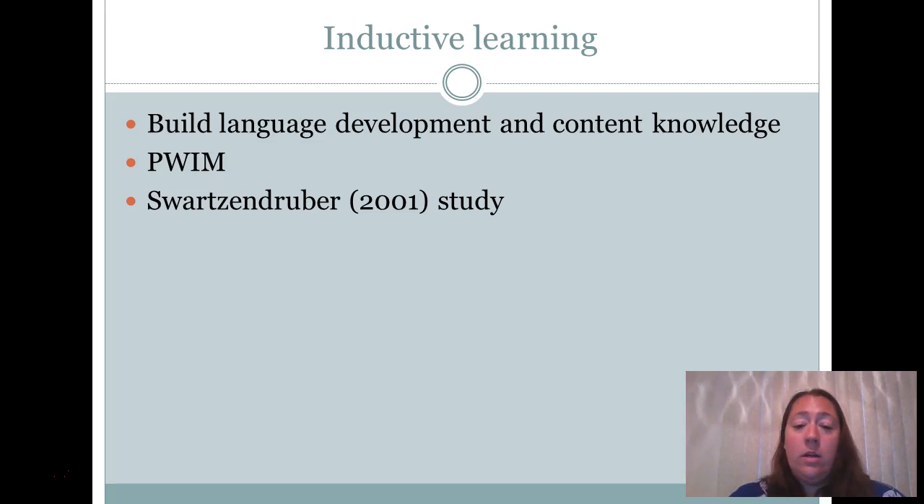The picture word inductive model, or PWIM, is an inductive learning strategy used to teach beginning reading and writing skills and concepts in science and social studies.